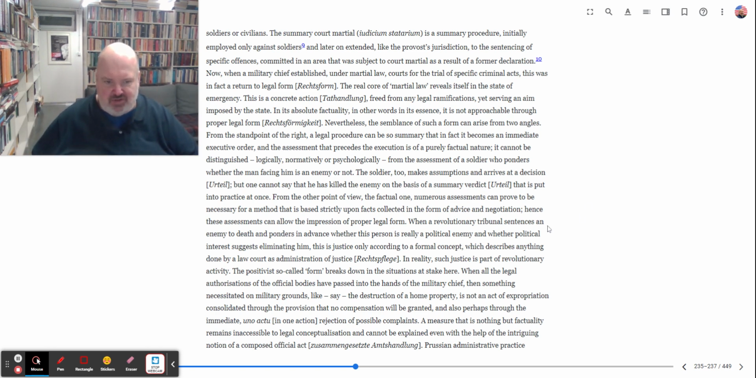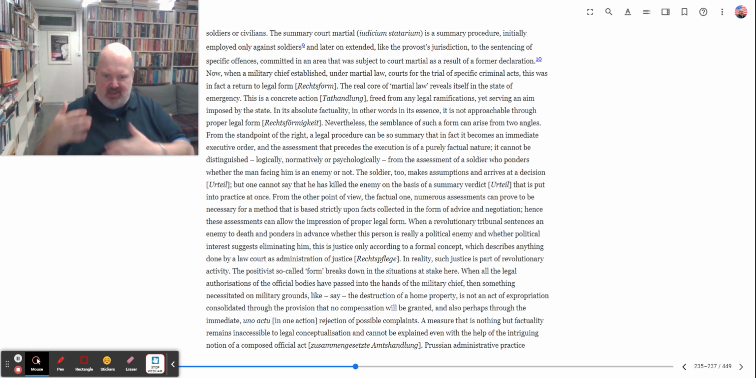When a revolutionary tribunal sentences an enemy to death and ponders in advance whether this person is really a political enemy and whether the political interest suggests eliminating him, this is justice only according to a formal concept, which describes everything done by a court of law as administration of justice. In other words, whatever it does, this decision of whether this person is the enemy, and it does killing, eliminating him. Is this person a political enemy? Whether political interest suggests eliminating him.